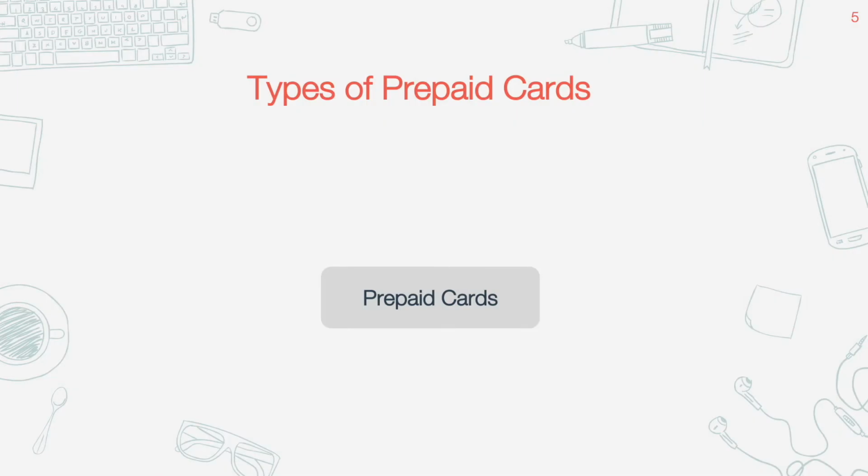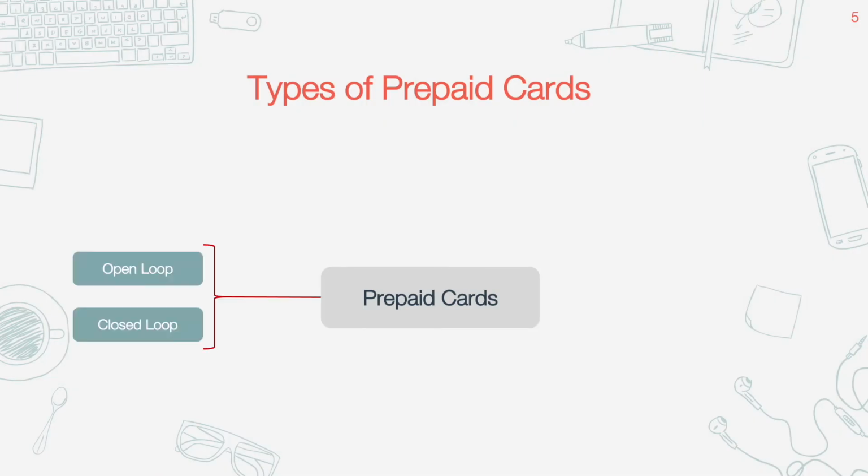Now, let's look at different types of prepaid cards. Firstly, prepaid cards can be open or closed loop. Open loop cards is where the card can be used wherever the brand is accepted, like MasterCard and Visa. Closed loop is where the card can be used only at select locations, like the merchant brand, etc.